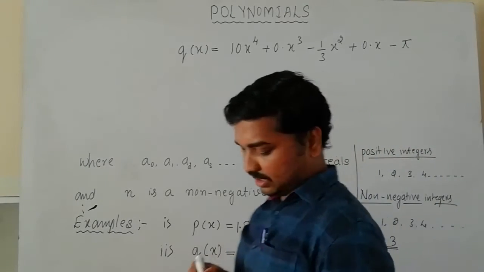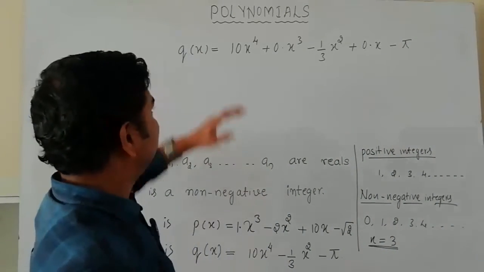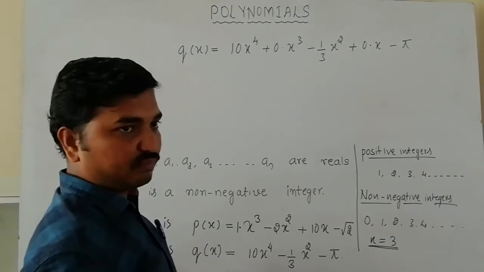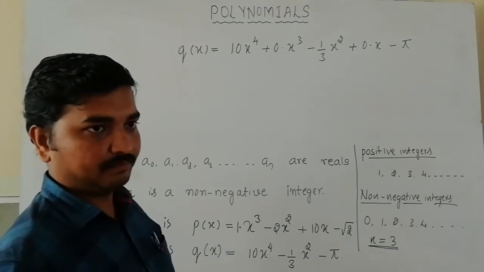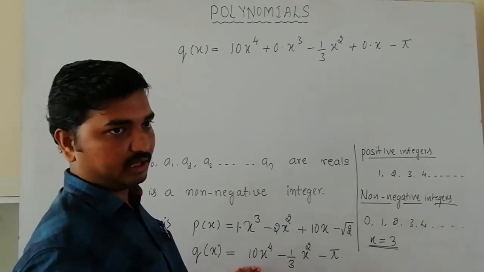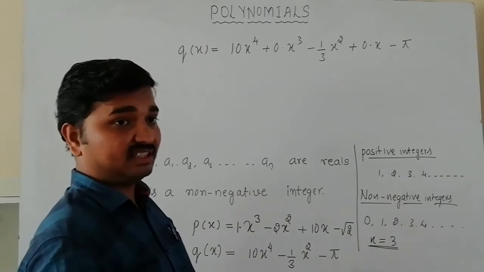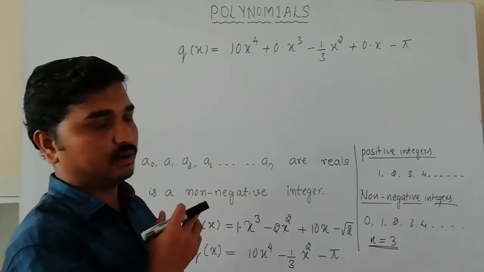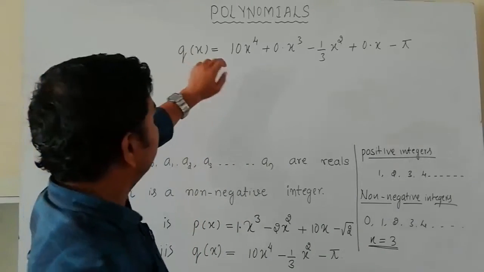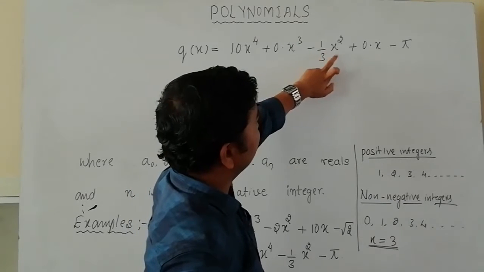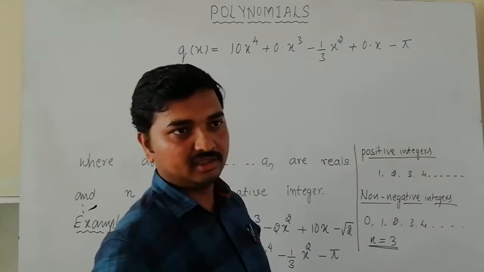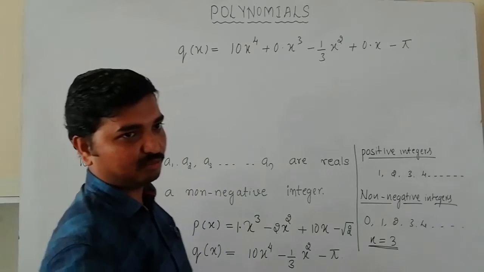Now look here. So this is the same polynomial q of x, but I have written it in the standard form. So this is also definitely a polynomial. But if you want to view this polynomial in the standard form, you need to write it like this: x power 4 plus 0 into x power 3 minus 1 by 3 into x square plus 0 into x minus 5. Definitely it is also a polynomial.